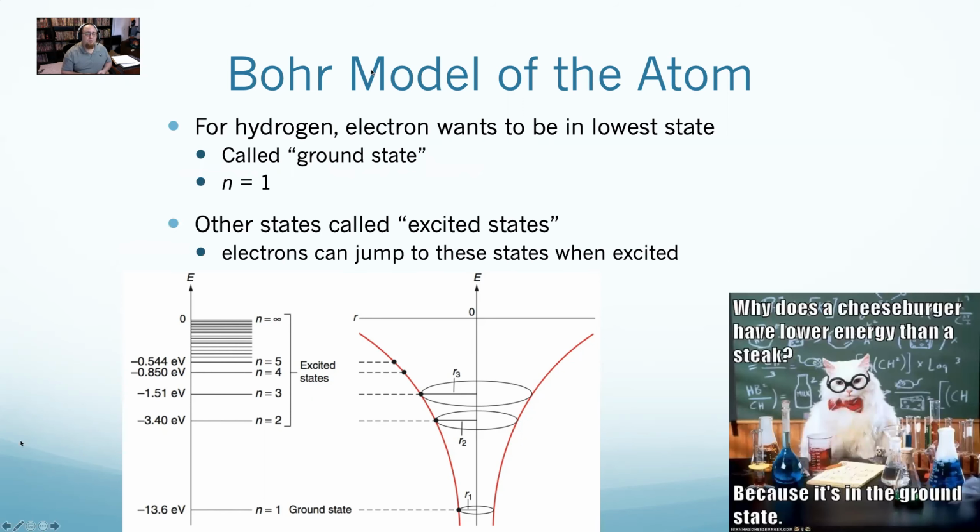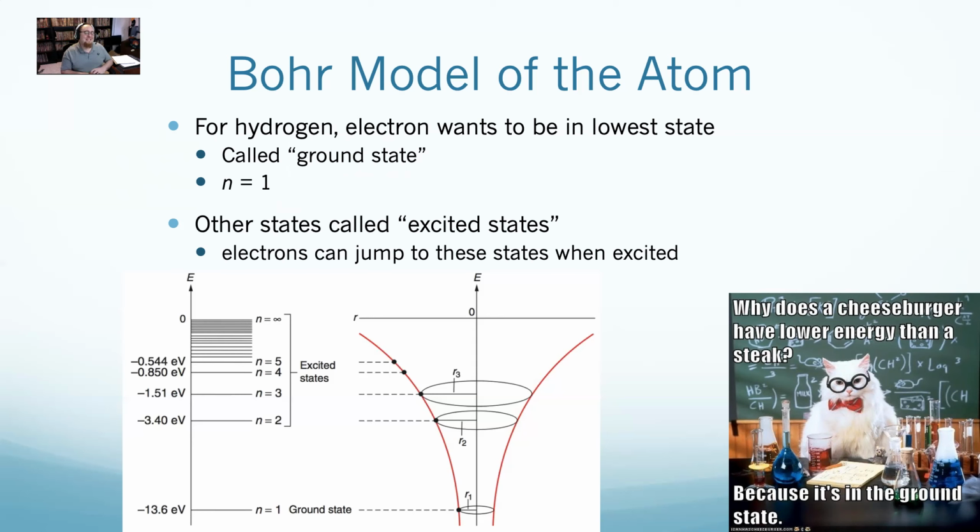And everything, he said, wants to be in the ground state. The ground state is the lowest possible energy level the electron can be in. Now for hydrogen, the ground state is n equals 1. For other, more complicated atoms, the ground state will not be n equals 1, but that gets complicated. And he said the ground state is the lowest possible energy level. The excited state is anything else.